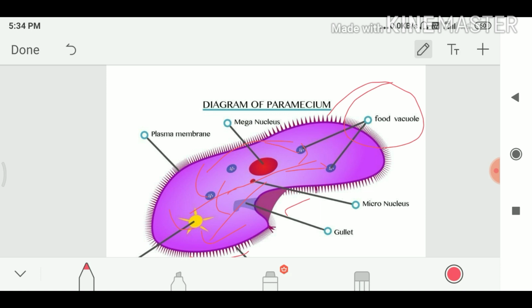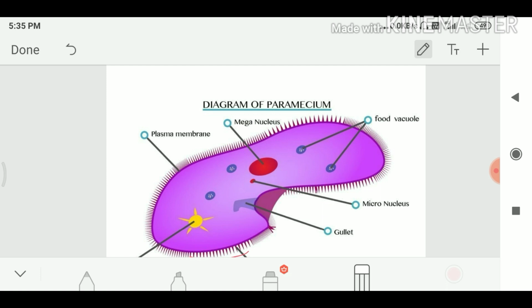Now the fourth step, that is assimilation. Assimilation means the utilization of food particles for normal growth and normal body functioning, and it also helps in reproduction. Assimilation, that is the utilization, provides the energy to the paramecium for doing its normal work.